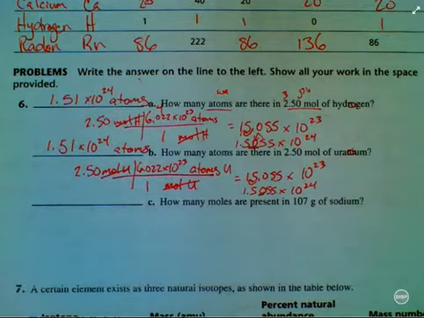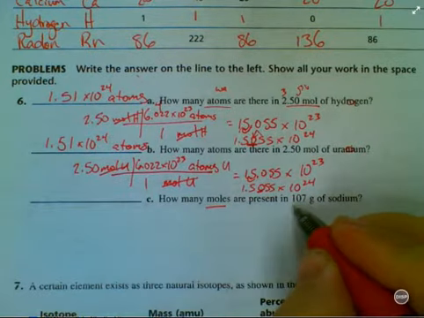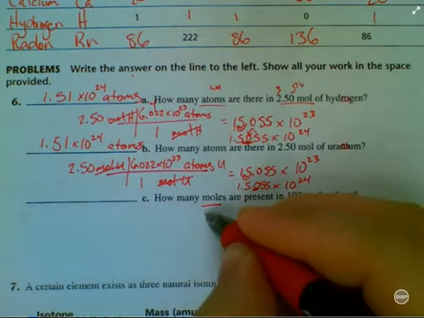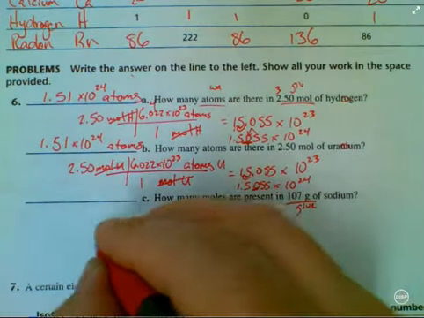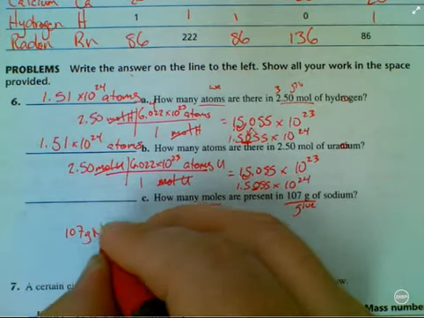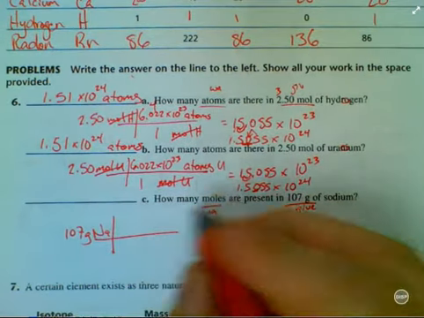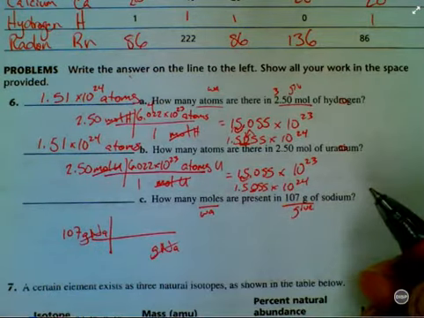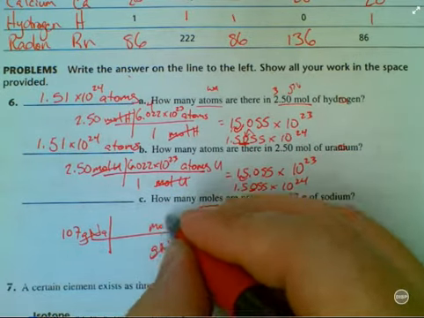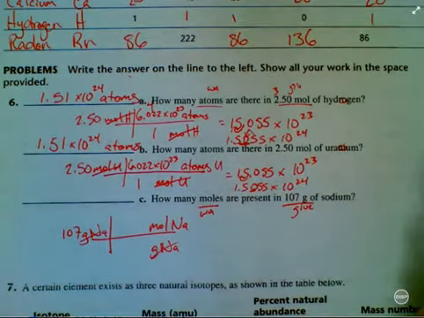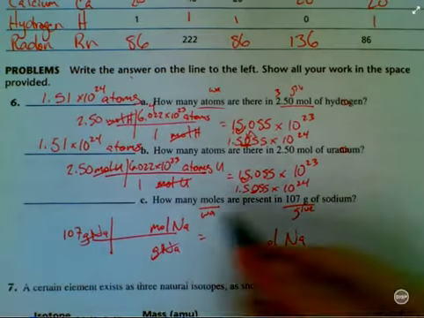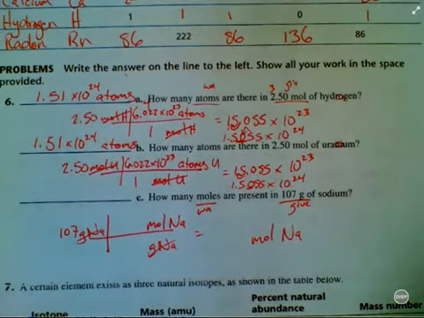But because we haven't used molar mass yet, let's do that in C. How many moles are present in 107 grams of sodium? Again, here's my given, here's what I want. So I'll start with 107 grams of sodium. I know that grams of sodium need to go down here so that they can cancel. And I can use my molar mass to go straight to moles of sodium, because that's what they want.